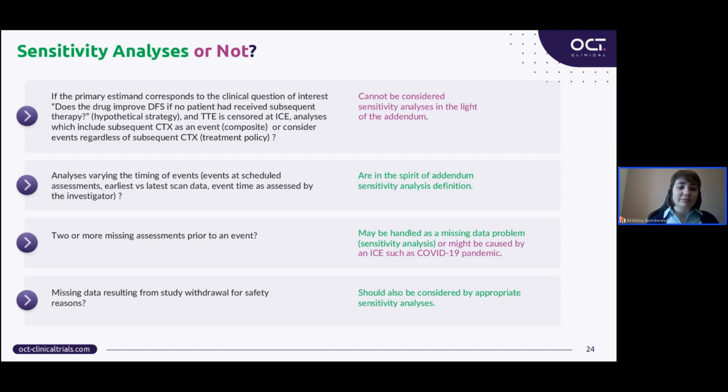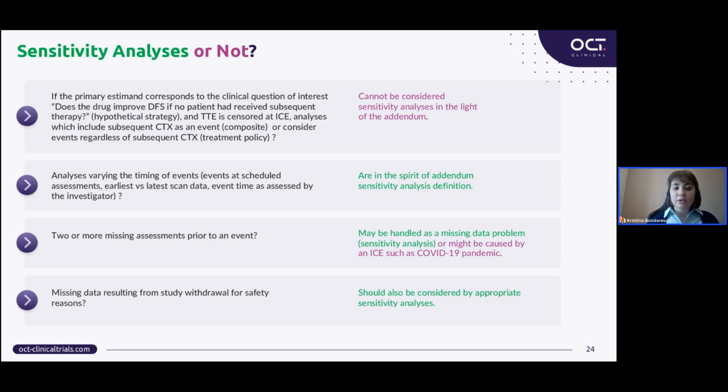Second example. Could analyses vary in the timing of events at scheduled assessments, earliest versus latest scan data, event time as assessed by the investigator, be considered sensitivity analysis? Yes, these analyses are in the spirit of the addendum sensitivity analysis definition.